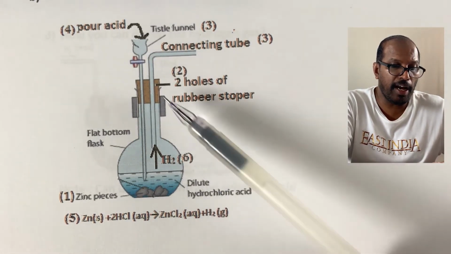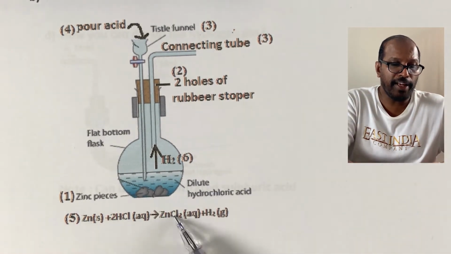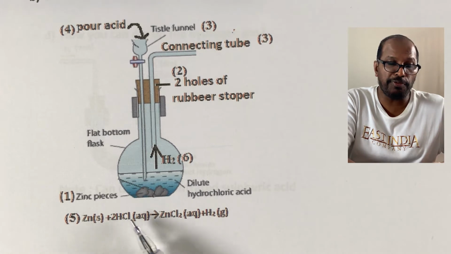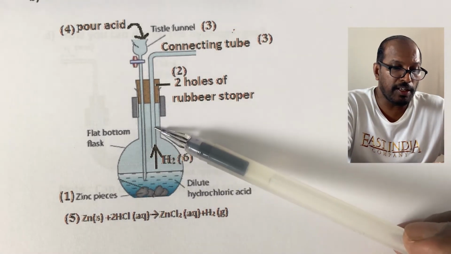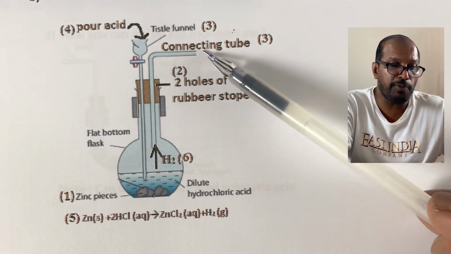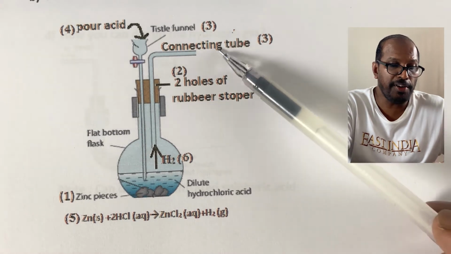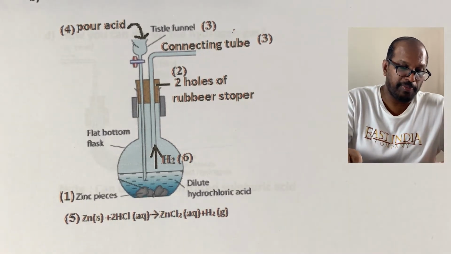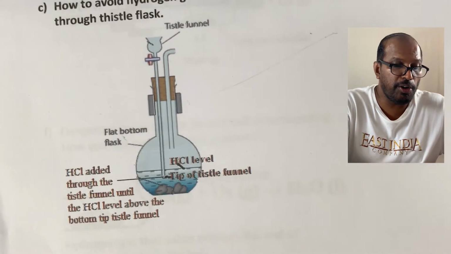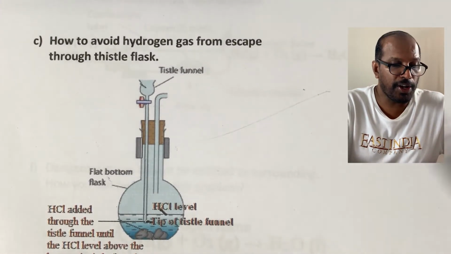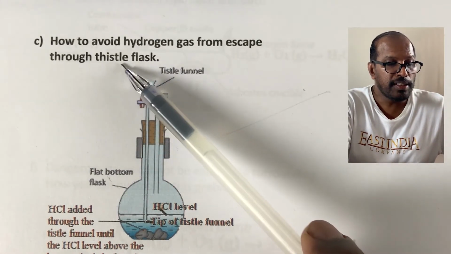Now once the acid meets the zinc, the two will react. That means zinc will react with the hydrochloric acid to form a salt, zinc chloride, and hydrogen gas will be emitted out from the flask through the connecting tube. Now the hydrogen gas which is being produced should not be allowed to escape. Let's see how we can avoid hydrogen gas escaping through the thistle funnel.